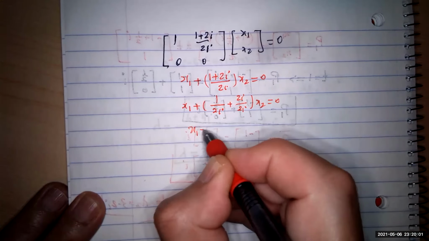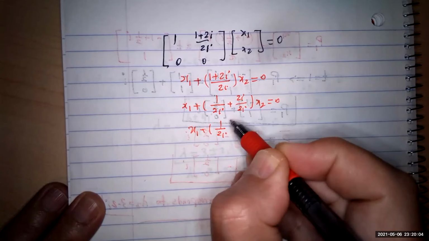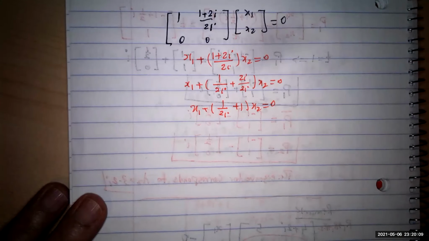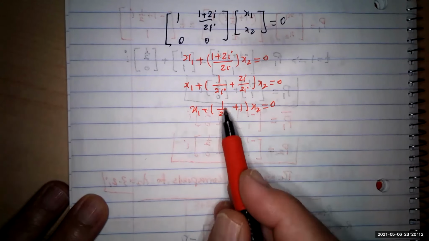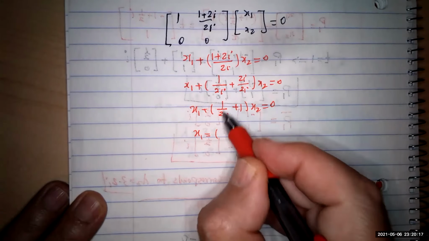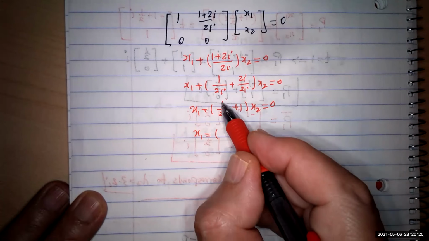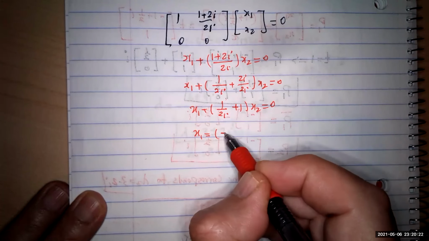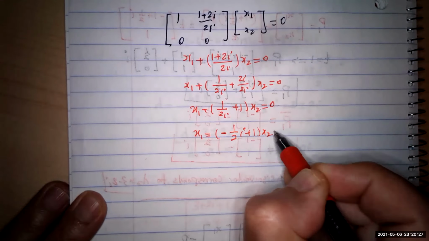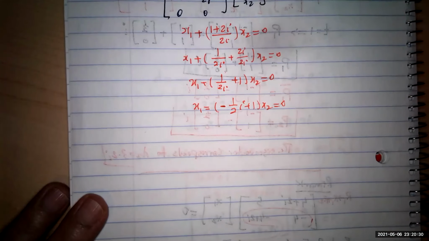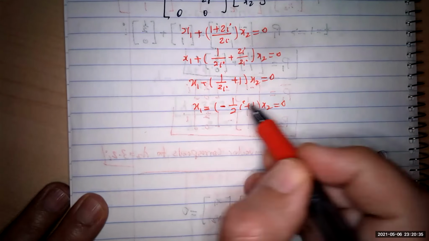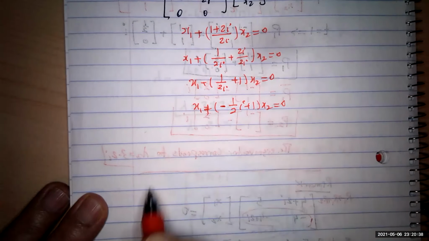So that's x1 plus (1 over 2i plus 1) x2, and again you multiply the top and the bottom by i. That gives you negative 1/2 of i plus 1 times x2 equal to 0. If you go back and have a look, you will see at the beginning we did have exactly what I got over here.